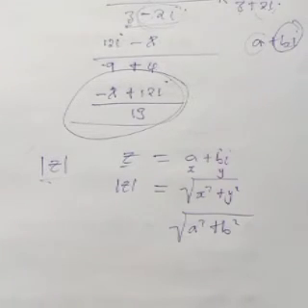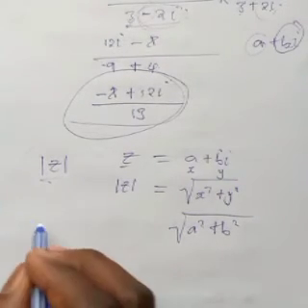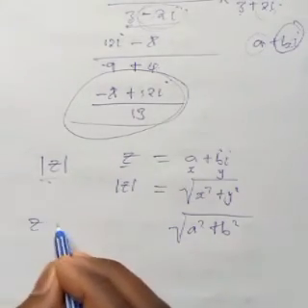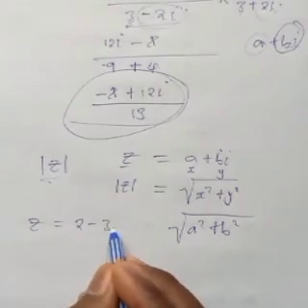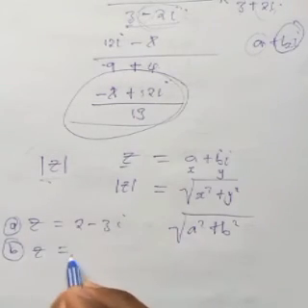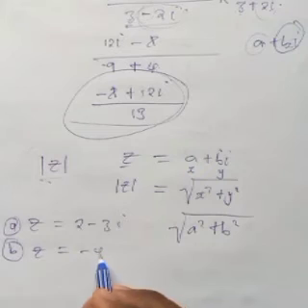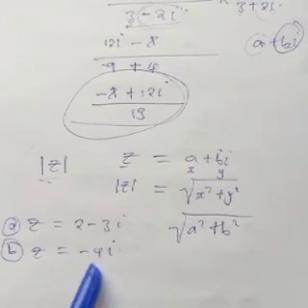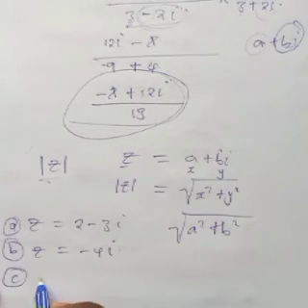Simple. A good example I would like to give you is this. If they ask you to find the absolute value for z, which is equal to 2 minus 3i, that is A. B, z is equal to -4i. If you check this one, it only has the imaginary part. It doesn't have the real part. Then we also have C, z, which is going to be -4.